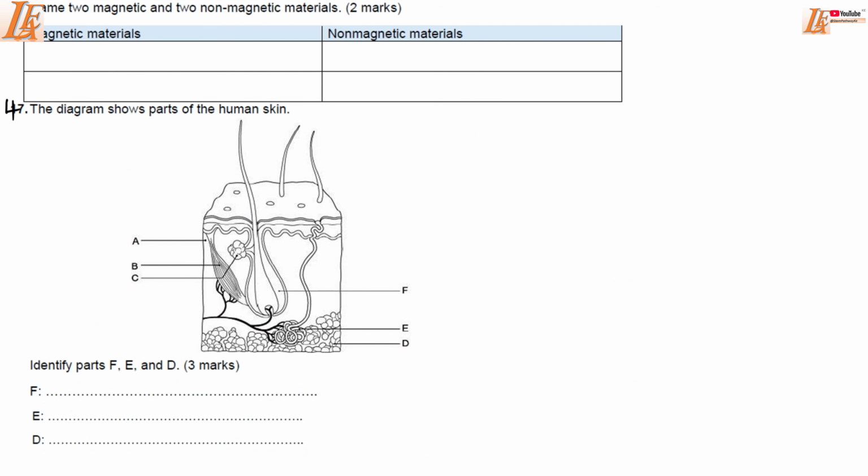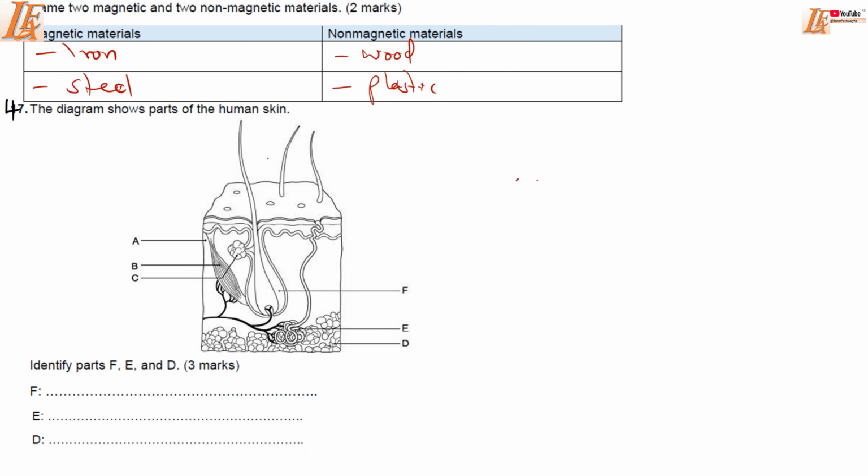Question 46. Name 2 magnetic and non-magnetic materials. So in this case, we said magnetic materials. These are materials that can be attracted by a magnet, and most of the time are metals like iron. So in this case, we can have iron. We can also have steel, which is an alloy of iron. Then for non-magnetic materials, these are materials which cannot be attracted by a magnet, and most of the time they are non-metals like wood, and also plastic, even rubber, and many other non-magnetic substances.